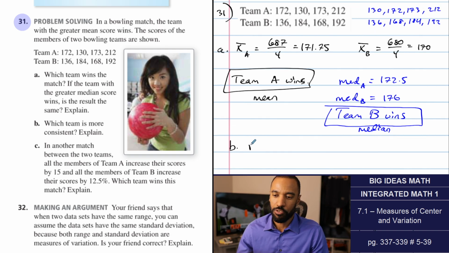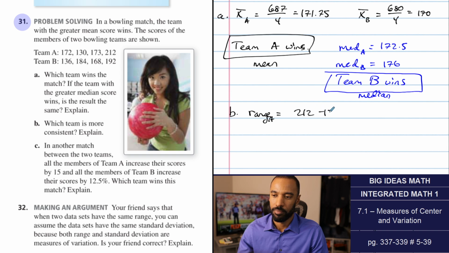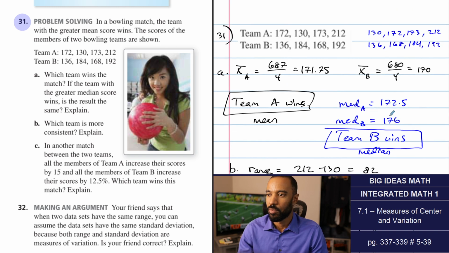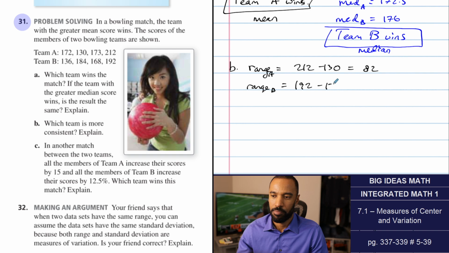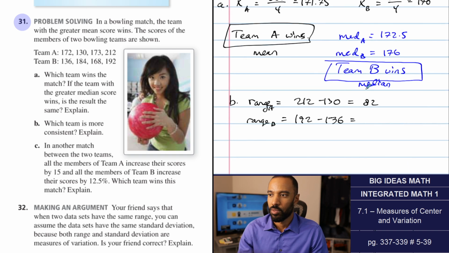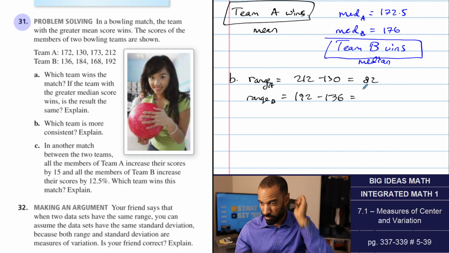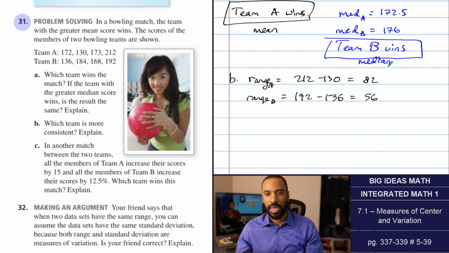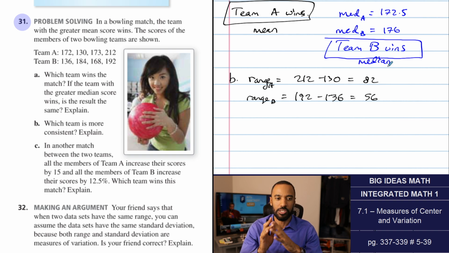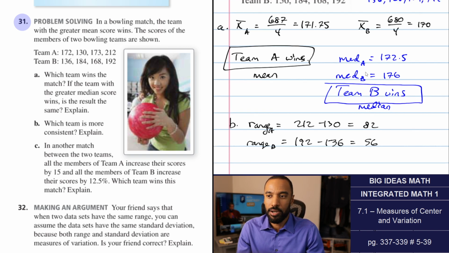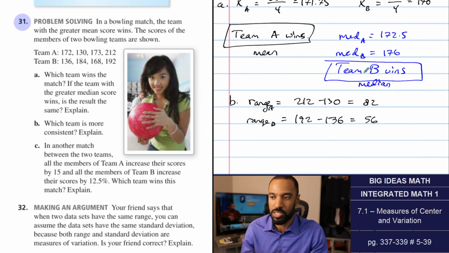So let's see. The range for A is going to be 212 minus 130, which is 82. The range for B is 192 minus 136, which is 56. So A has a bigger range. Already you're probably seeing this as less consistent. Now, the tricky part is standard deviation, which I don't want to overly calculate unless they actually ask us to do so. Once I see that range, I'm already seeing that team A is a less consistent team from range.